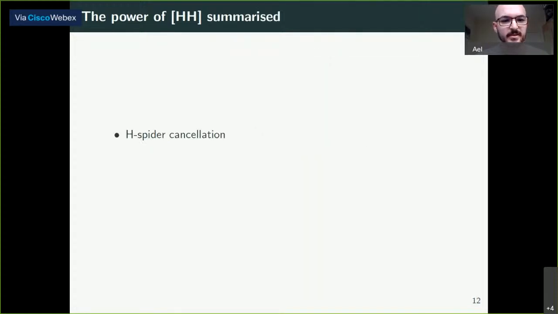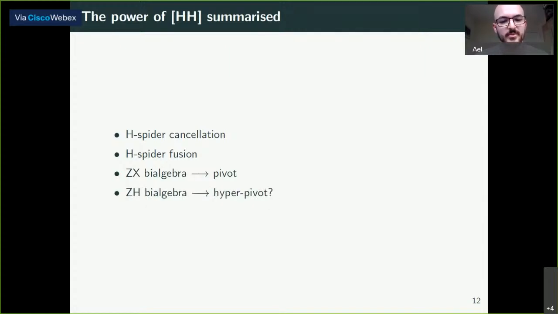So, to summarize, the HH rule does the H-spider cancellation. It also does the H-spider fusion. It does the ZX bialgebra by pivoting, actually. So the HH rule actually applies a pivot on a graph. And so, trust me, it also does the ZX bialgebra. So we could think that it actually applies a hyperpivot on the hypergraph.